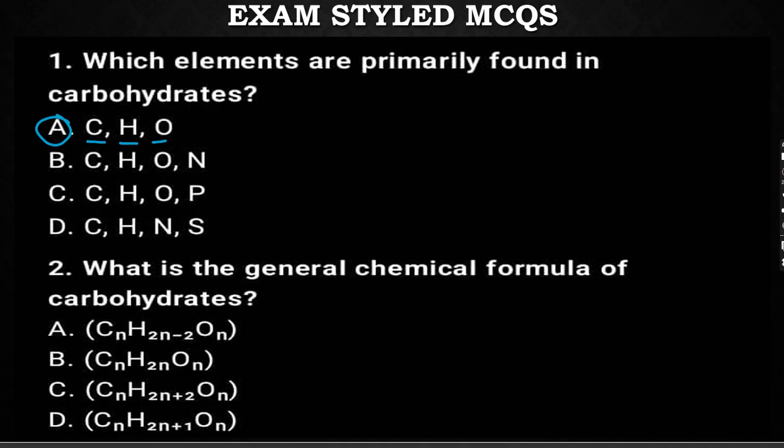What is the general chemical formula of carbohydrates? Actually, you all understand that carbohydrates are in this form. So our answer is none other than B.